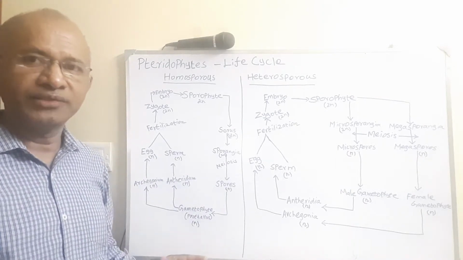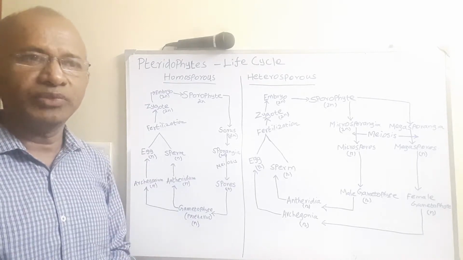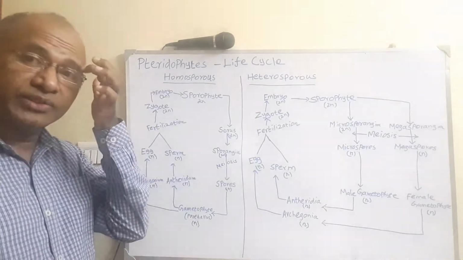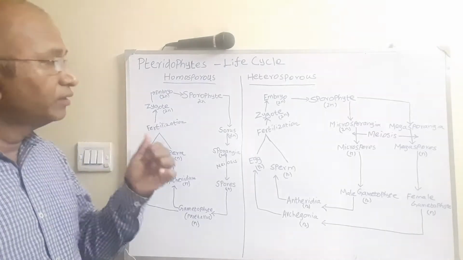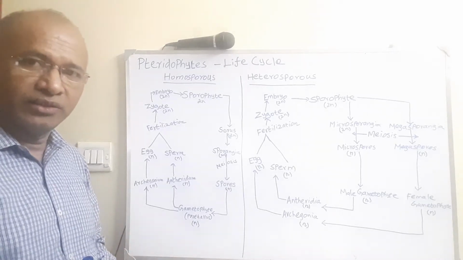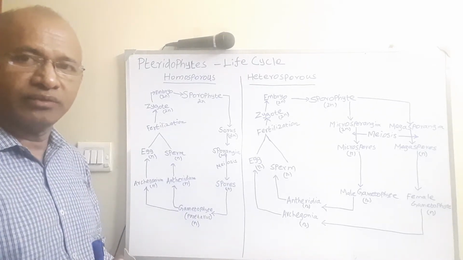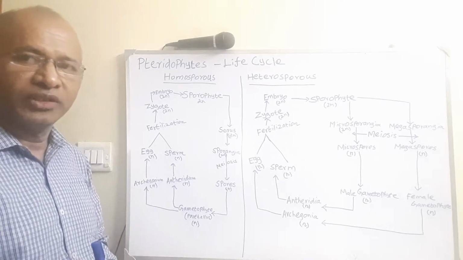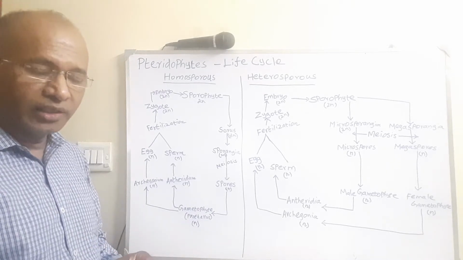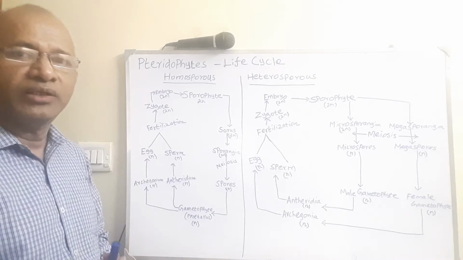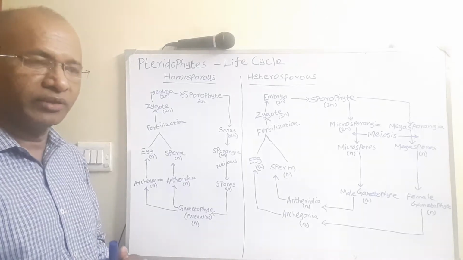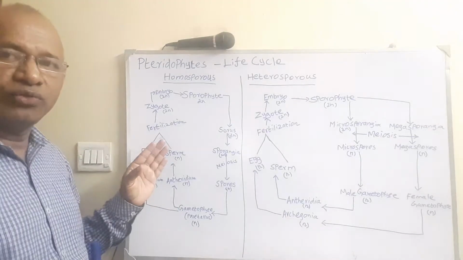Now first we discuss the homosporous type of life cycle. In both the cases, particularly in the homosporous, the plant body, we know very well, is a diploid sporophyte. It is the dominant one, and mostly they are perennial in nature. Even in dry conditions, though the leaves are shed, the underground rhizome can produce the new sporophyte during the spring seasons. So the sporophytes, as we know very well, are all diploid.